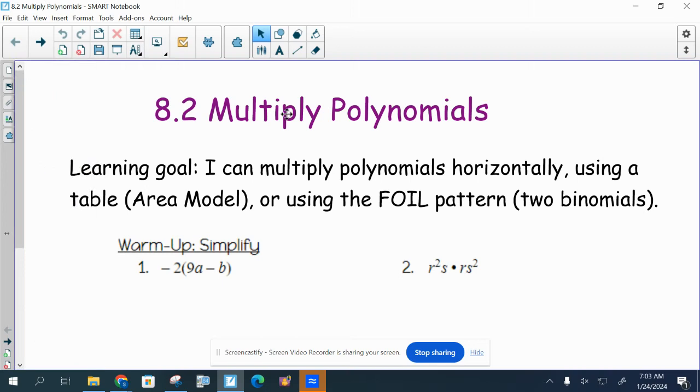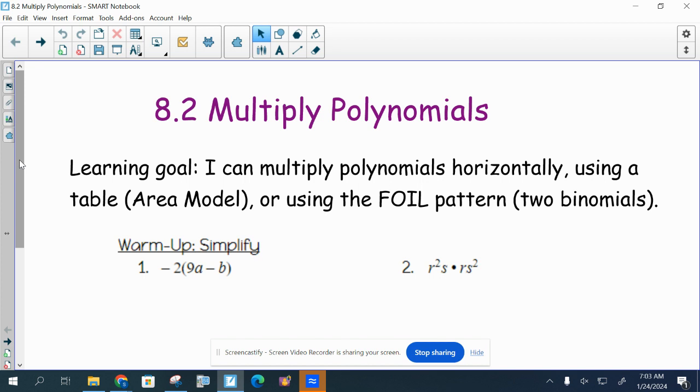To do lesson 8.2 on multiplying polynomials. So the previous lesson you learned how to add and subtract polynomials. Today we're going to multiply using two different methods: horizontally using the table or area model, and using the FOIL pattern when you have two binomials.